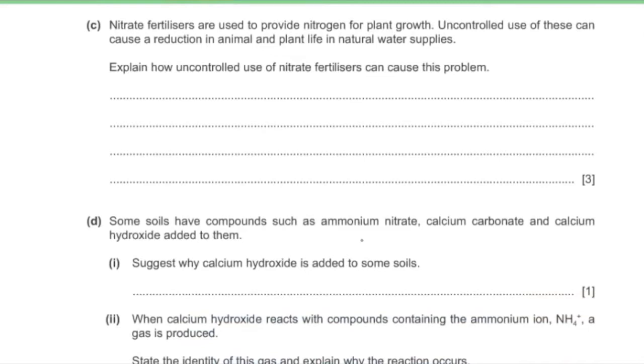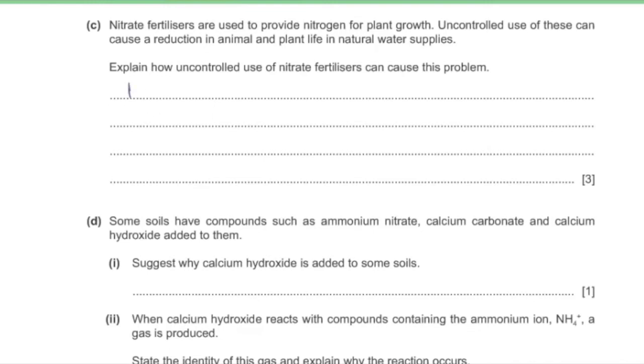Part C, nitrate fertilizers are used to provide nitrogen for plant growth. Uncontrolled use of these can cause a reduction in animal and plant life in natural water supplies. Explain how uncontrolled use of nitrate fertilizers can cause this problem. So these nitrate fertilizers that are added to soil for the growth of a plant, they get washed into a river, and that promotes algal growth that blocks sunlight from reaching marine plants and animals. When bacteria breaks down or decays dead organisms, that causes a drop in oxygen in the river, which threatens marine life.